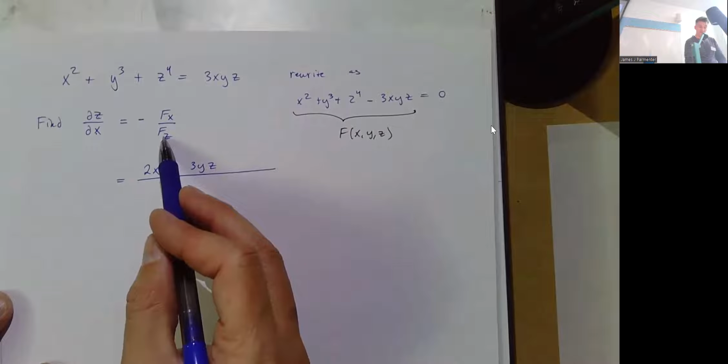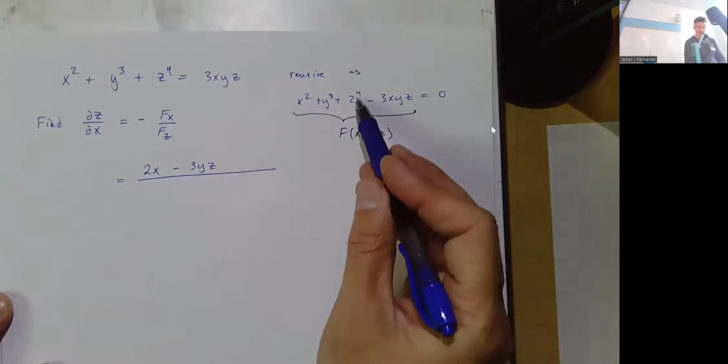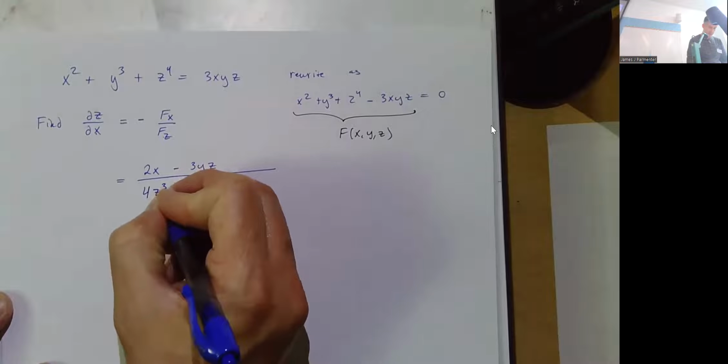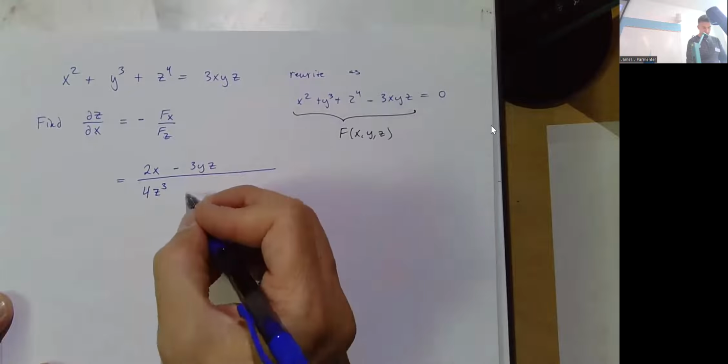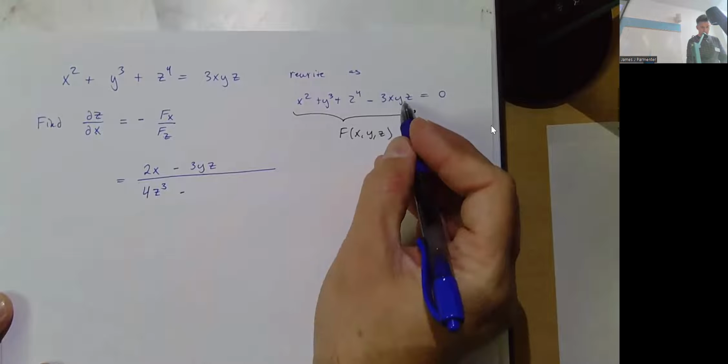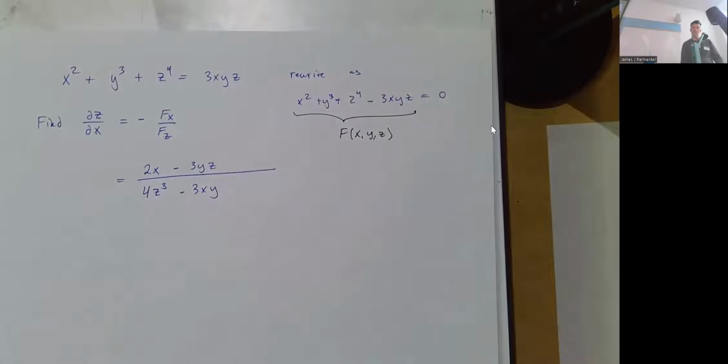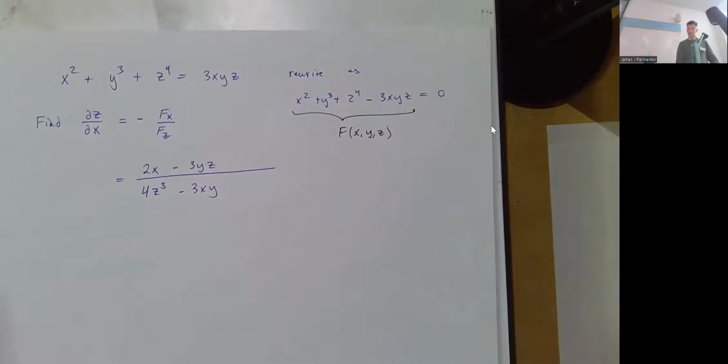Divided by fz. So the partial of all this with respect to z is going to be 0 plus 0 plus 4z cubed and minus 3 times x times y times 1. There's our short way of doing it.